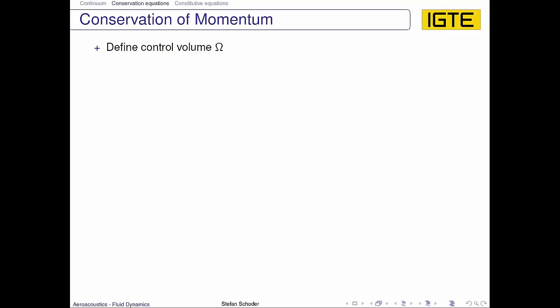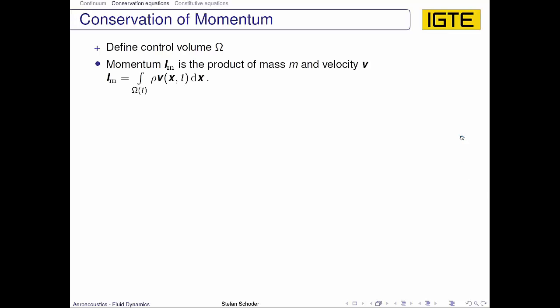Hello, in this video we will derive the conservation of momentum. Again, we use a three-step cooking recipe, and first we define the control volume. The control volume is the volume where we calculate the momentum, and the next thing is that we define the momentum itself. The momentum is the product of the mass and the velocity, and in the local representation it's the product of the mass density and the fluid velocity of the particle, and the integral over it is the momentum.